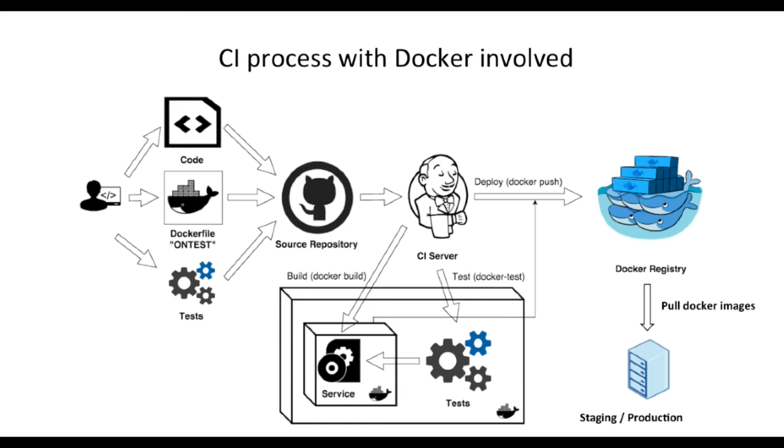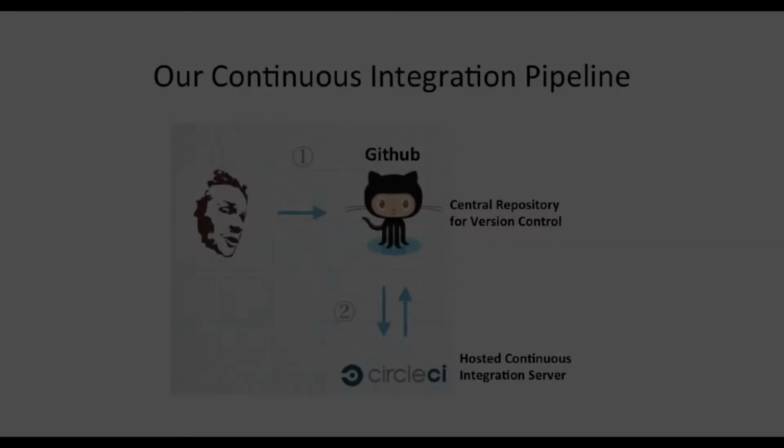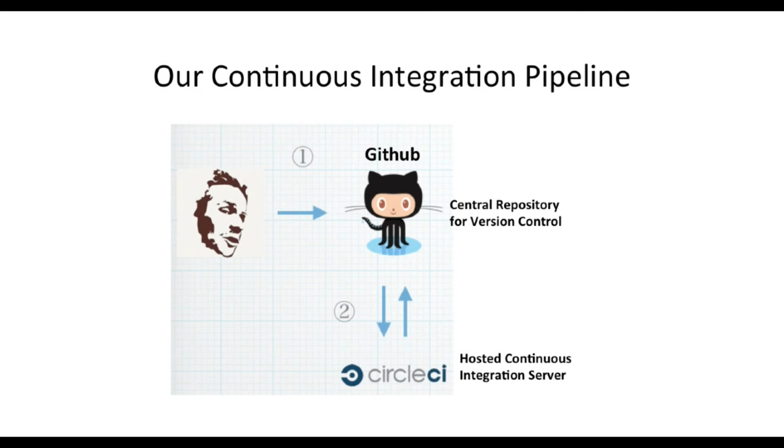In this and the next few lectures, we'll be setting up a continuous integration workflow using GitHub as the central repository and CircleCI as the continuous integration server. GitHub allows you to host public Git repositories for free, while CircleCI is a hosted continuous integration solution which allows you to run one concurrent build for free. So you can register your own GitHub and CircleCI accounts to follow along with this course.